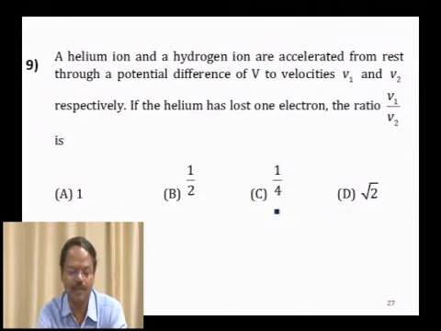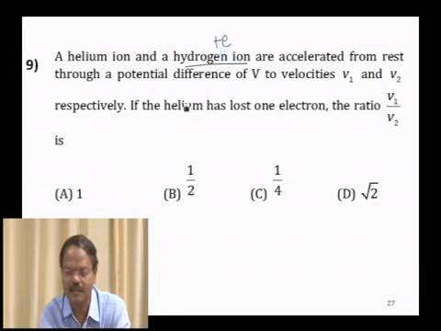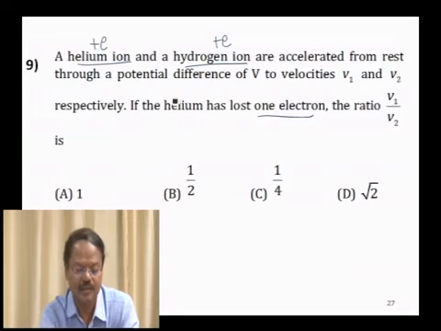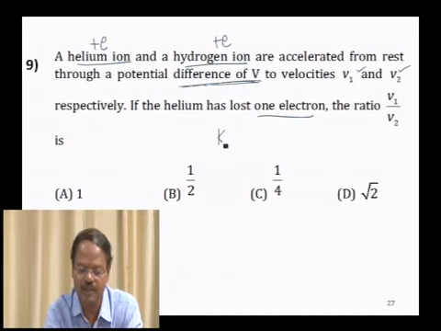Going further to the next one, helium ion, hydrogen ion. So, hydrogen ion is just a proton. So, it has a plus e charge. Helium ion, if one electron is removed, it will have a plus e. So, that is given here. So, this will also have a plus e charge, are accelerated from rest through the potential difference V to velocities V1 and V2 respectively, then that ratio is asked. So, if they are accelerated through the same potential difference, because they have the same charge, they will have the same kinetic energy. So, the first point to notice here is kinetic energy for both of them is same.